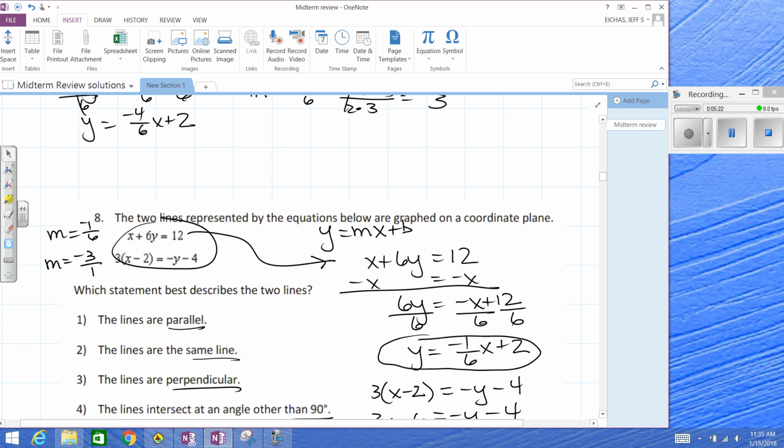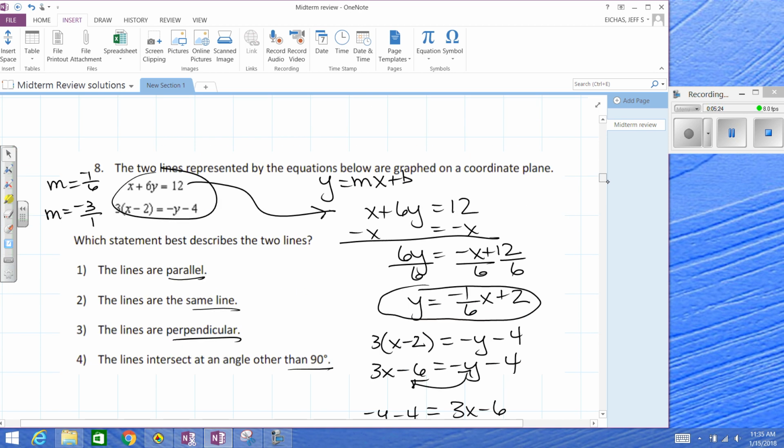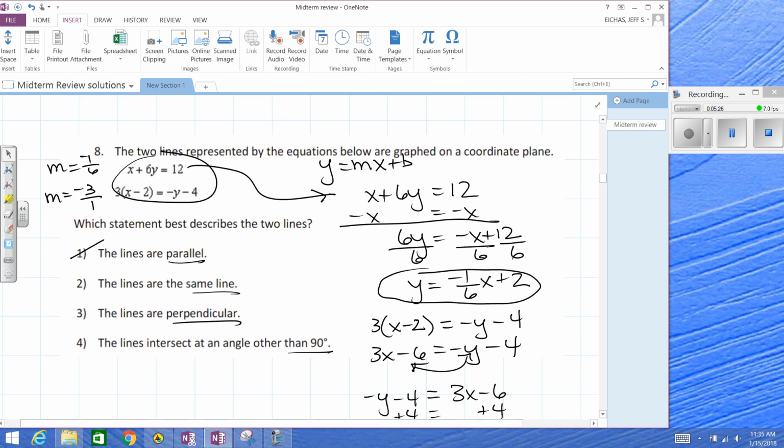What they wanted to know is, are the lines parallel? Definitely no. We need the slopes to be equal for that. Same line? No. They need the same y-intercept and the same slope. Perpendicular? No.